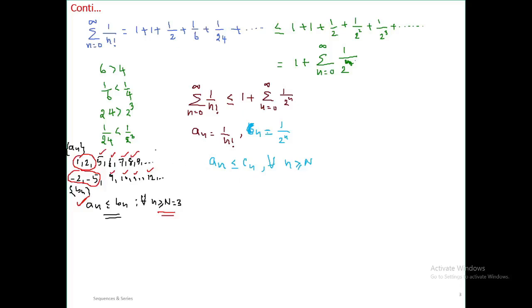Hope you understood this. So an is less than or equal to cn for all n more than or equal to capital N. So therefore, what is the series cn according to the comparison test? Series cn is equal to the series. What is cn? Let me write 1 plus.